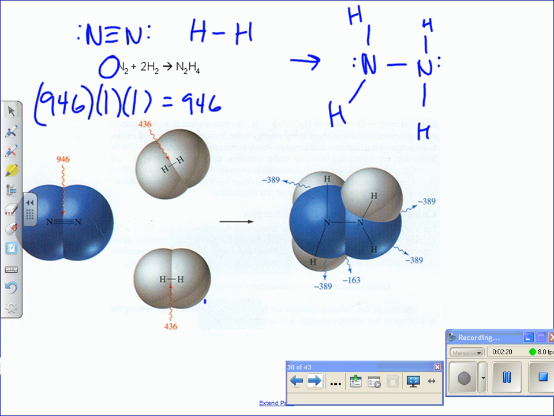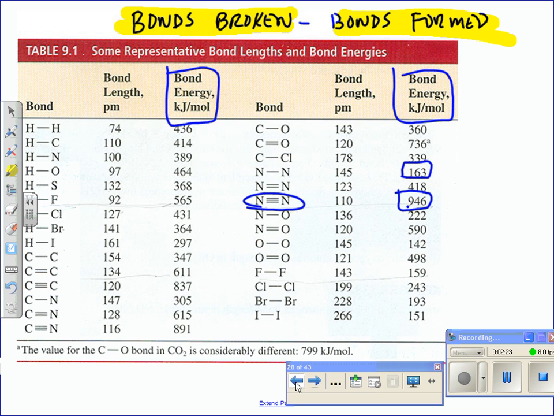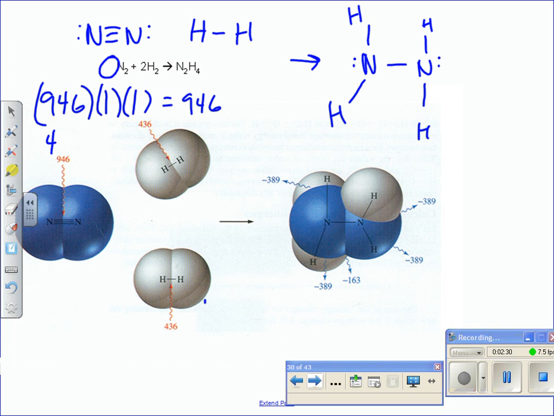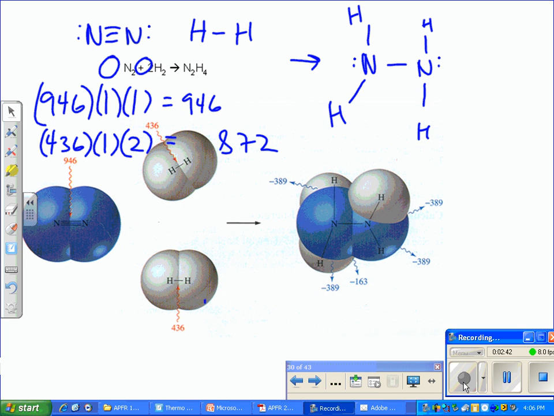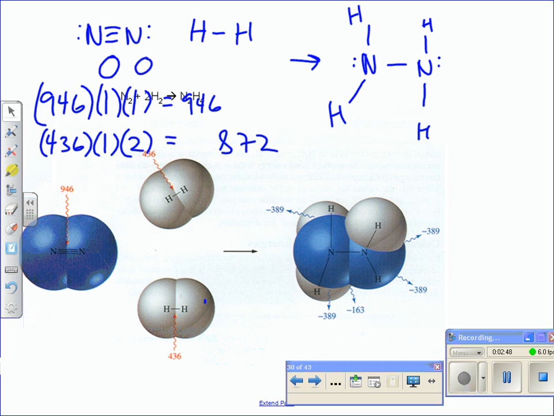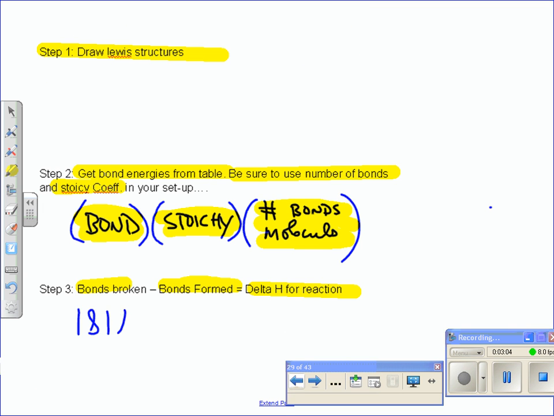Next one, H-H bond. If I go back to the table, my value for an H-H single bond is 436. So then I'm going to do the exact same thing. I'm going to take 436 times the number of bonds I see on the Lewis structure, which is 1. Coefficient of the equation for that is 2. So then I'm going to multiply all those together. So then what I'm going to do is I get 872 for that. And what I do is I'm going to add the two together to get my bonds broken. So 946 plus 872 is going to be 1818. So for my bonds broken, come back over here, I have 1818.